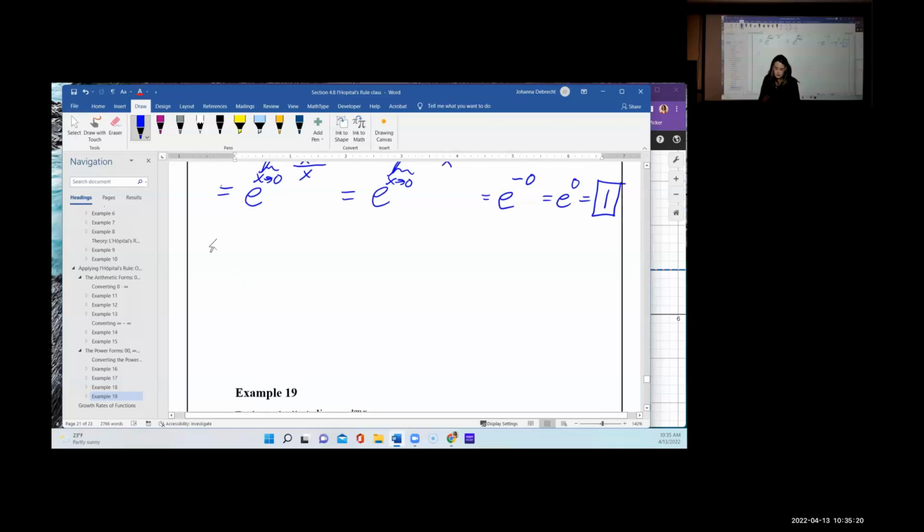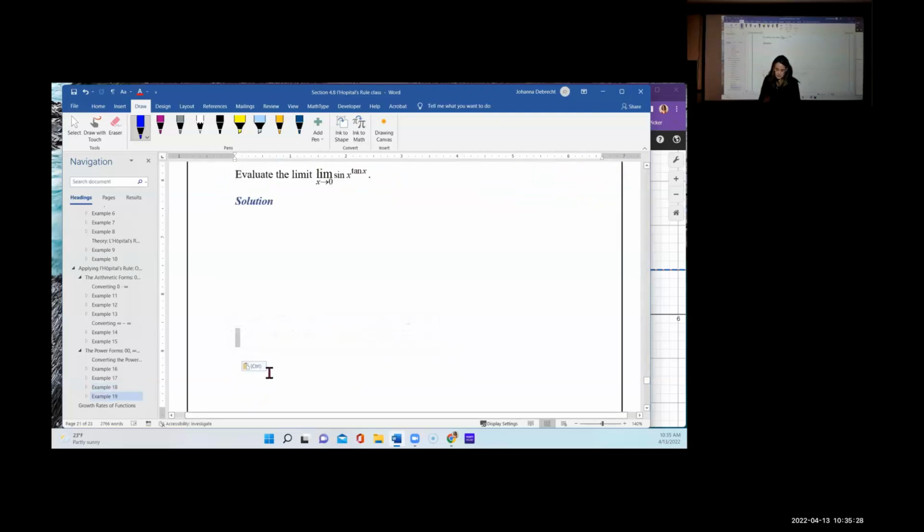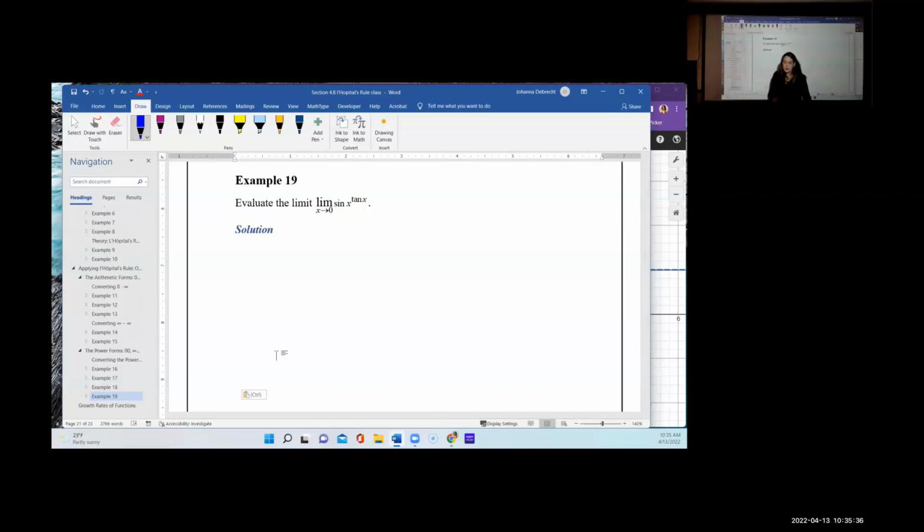Okay, now we want to look at one that's a little bit different and involves some trigonometry. So we want to take a look at this one. It is one of the power forms because it is sine x raised to the tangent of x power. So the first thing we want to do is make sure that it is an indeterminate form by substituting in what x is approaching, which is 0. So I have sine of 0 raised to the tangent of 0 power. Sine of 0 is 0, tangent of 0 is 0. I have 0 to the 0, which is an indeterminate form.